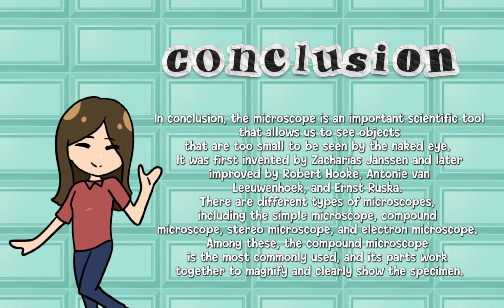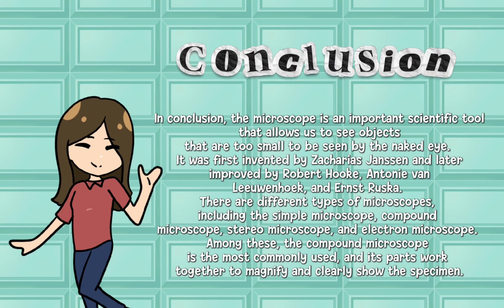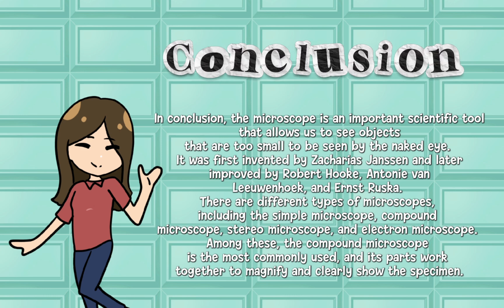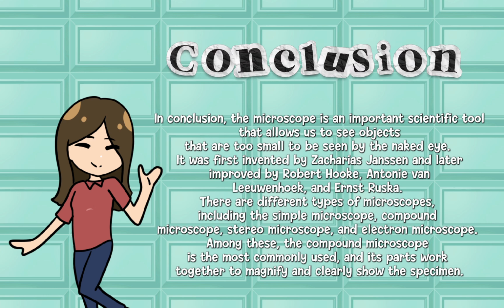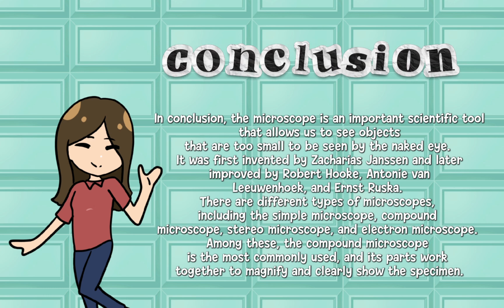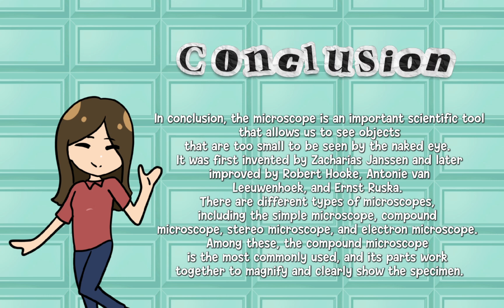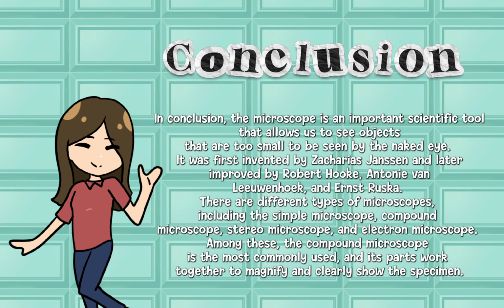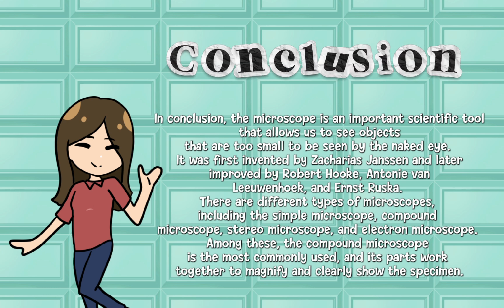In conclusion, the microscope is an important scientific tool that allows us to see objects that are too small to be seen by the naked eye. It was first invented by Zacharias Janssen and later improved by Robert Hooke, Antony van Leeuwenhoek, and Ernst Ruska. There are different types of microscopes, including the simple microscope, compound microscope, stereo microscope, and electron microscope.